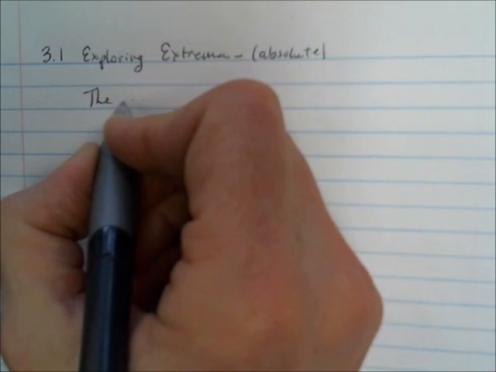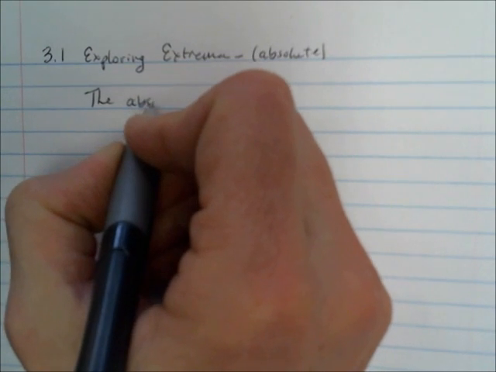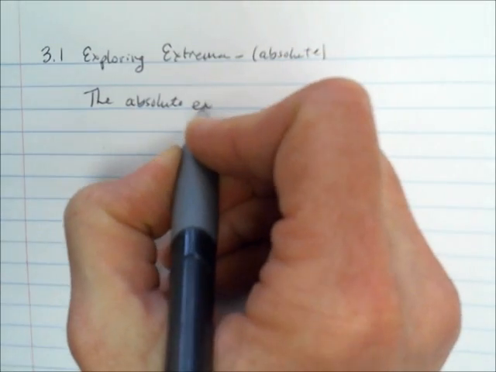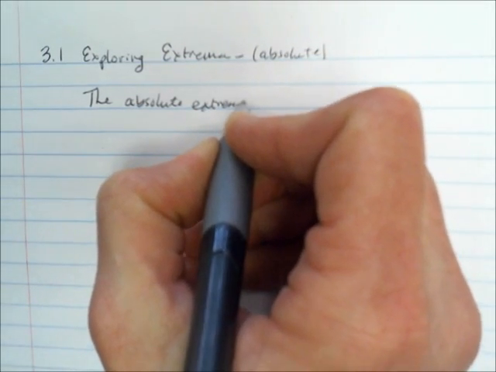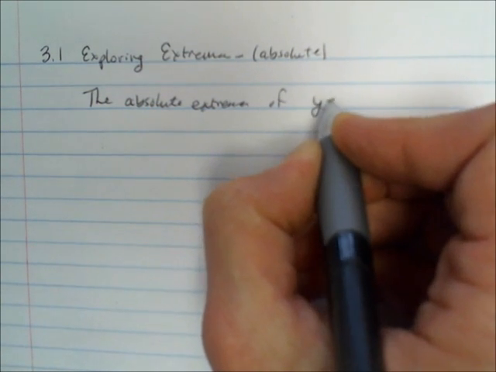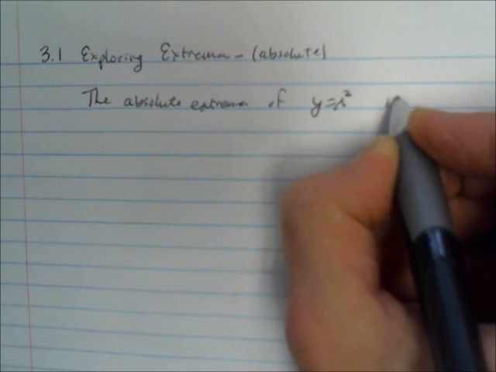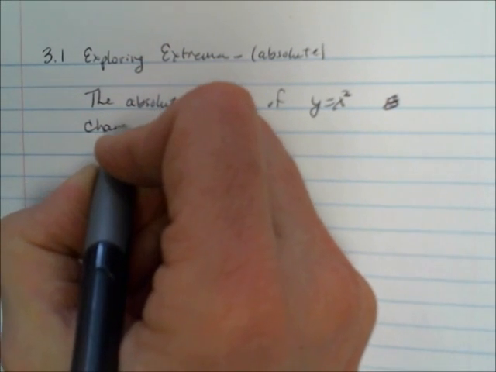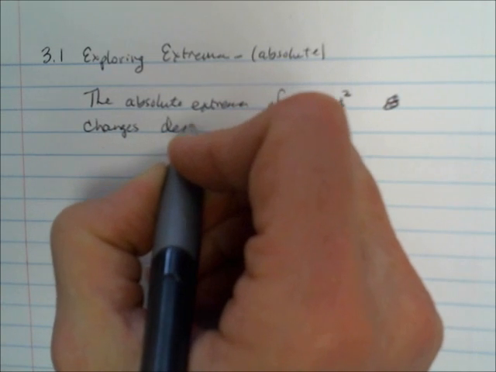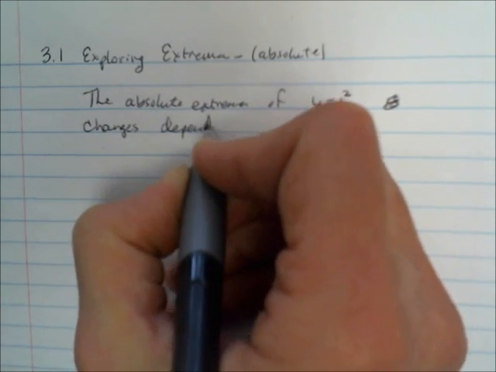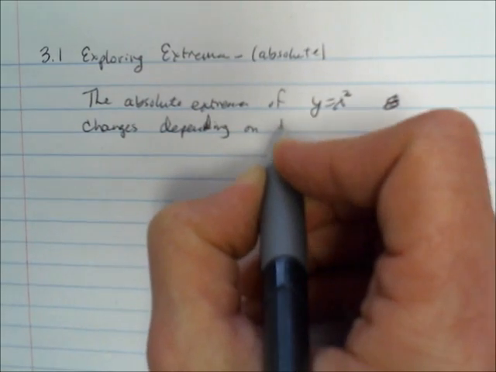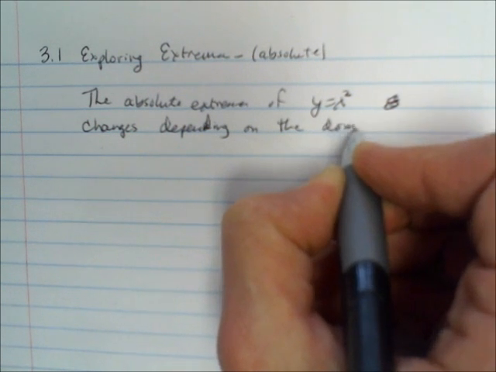So the absolute extrema of y is equal to x squared changes depending on the domain specified.